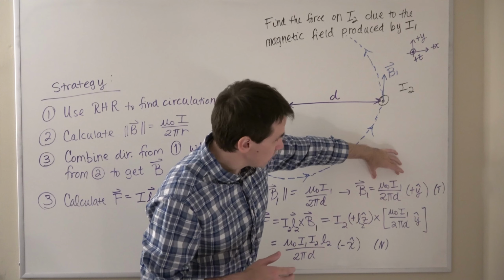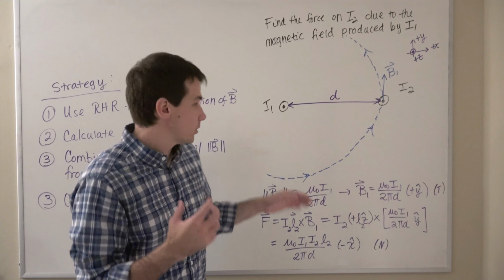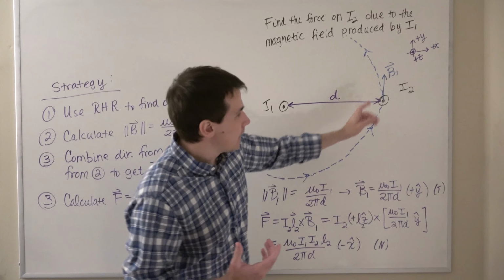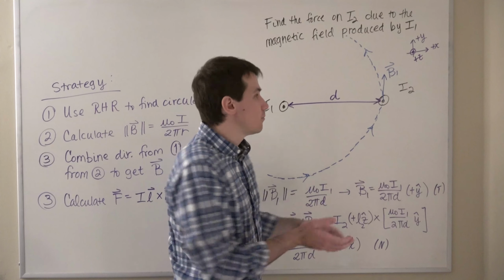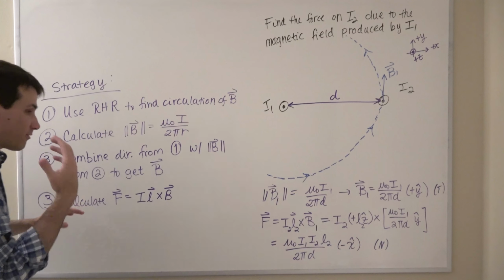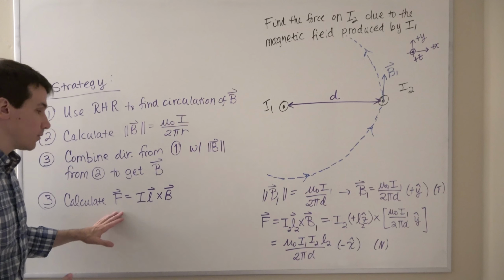This comes from my magnitude equation. Notice I'm using I1 here because I care about the current creating this magnetic field, I1. And it points in the positive y hat direction because I know that the magnetic field is circulating in this way. Okay, and then our final step is we calculate the force on I2.